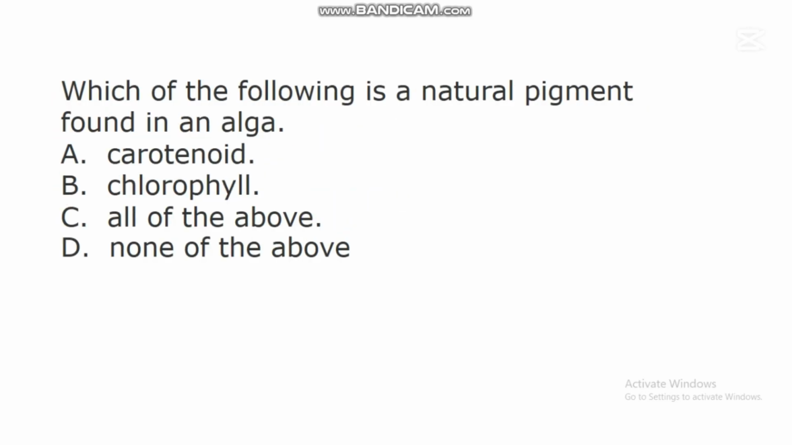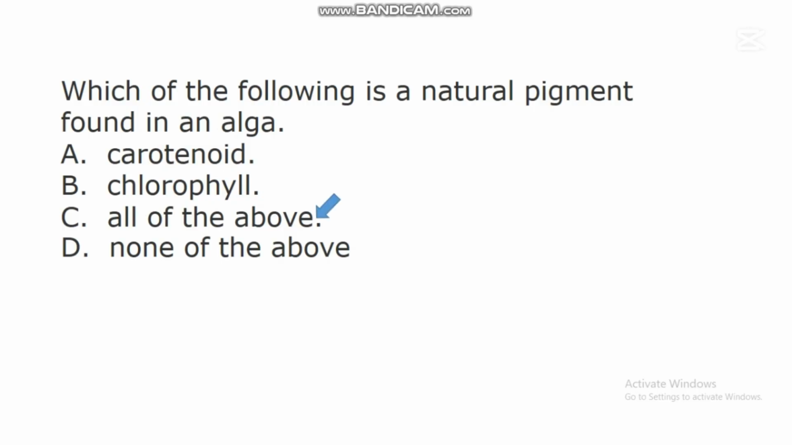The next question says, which of the following is a natural pigment found in an alga? A. Carotenoid. B. Chlorophyll. C. All of the above. D. None of the above. In this question, the correct answer is C.